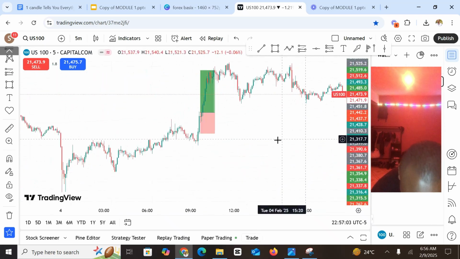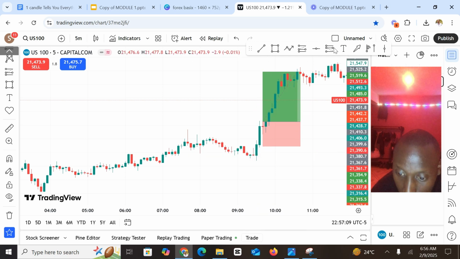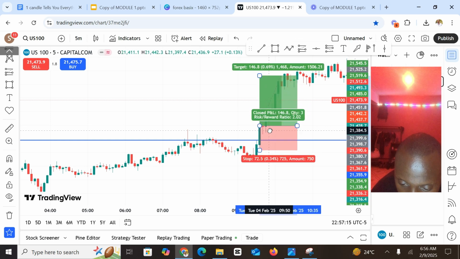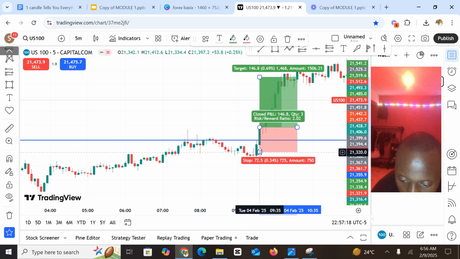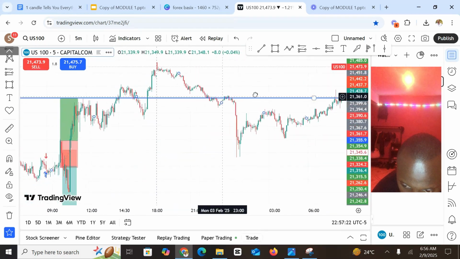Same thing here. We have this particular candle, this green one, is our area of resistance and support. The moment this candle breaks out, that is your entry. Stop loss is below the breakout candle. You are targeting a 1:2.